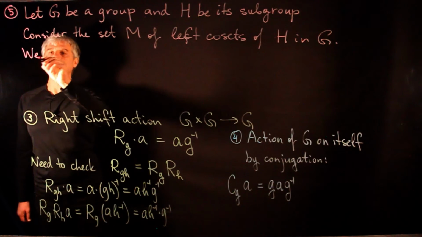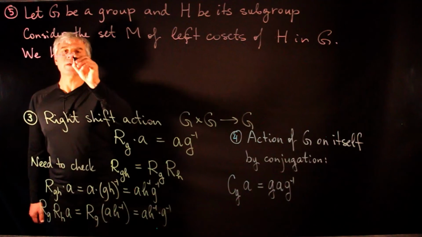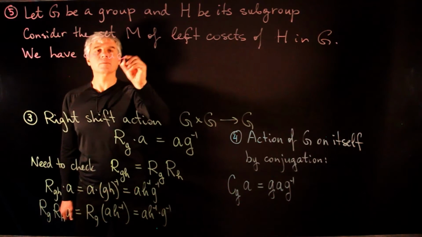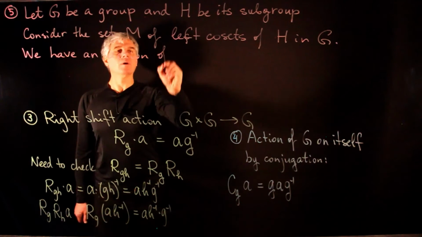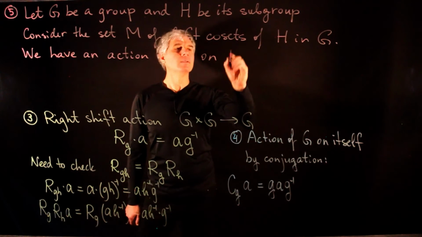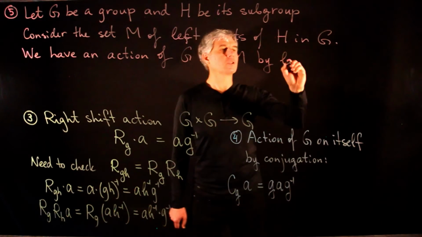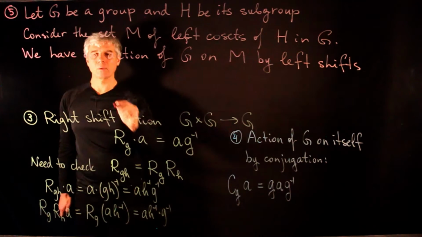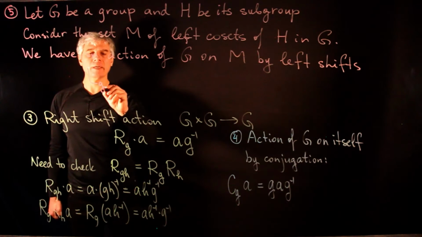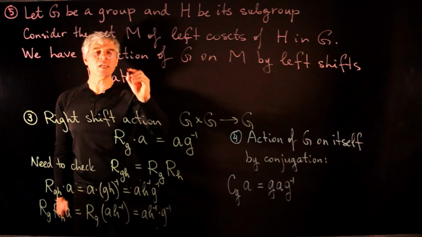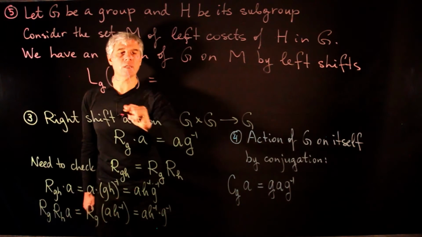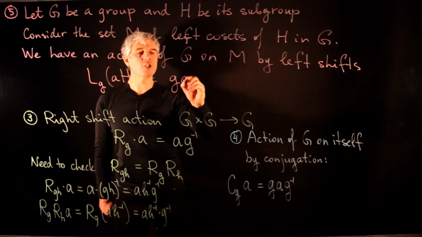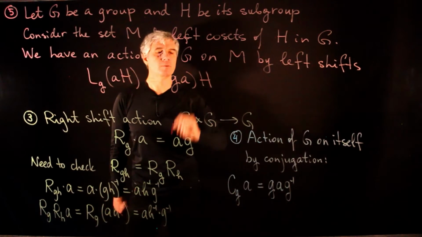Then we have an action of G on M by left shifts, where L_g acting on a coset aH is equal to the coset of gaH.